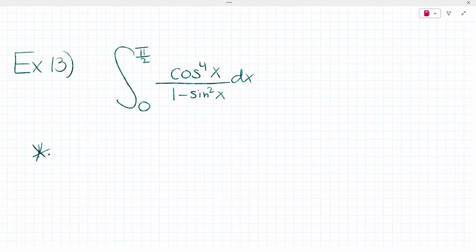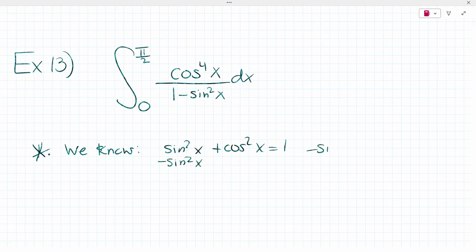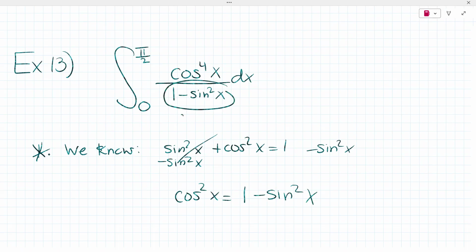We have a 1 minus sine squared x, so I know it's related to our Pythagorean identities, right? And I know that sine squared x plus cosine squared x equals 1. And then I somehow have to make this into a 1 minus sine squared x. So maybe if I subtract sine squared x, this cancels, and then you're left with cosine squared x equals 1 minus sine squared x. So now I believe you can replace that with cosine squared x.